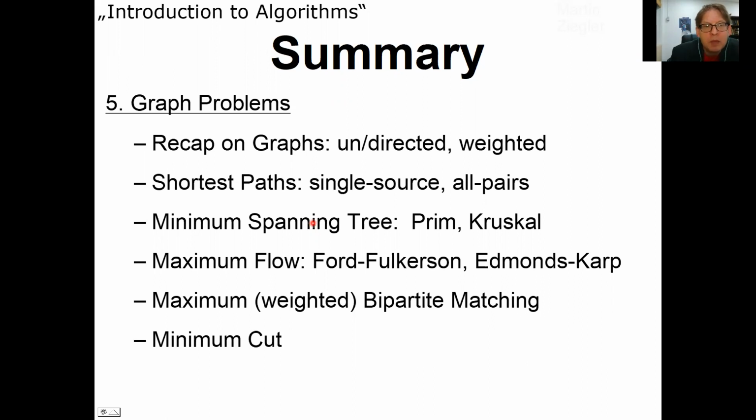And we discussed the minimum cut problem, that was the last slide we've just seen, which again can be solved using Edmonds-Karp according to the max flow minimum cut theorem, a purely mathematical theorem. So that's all for today. And in the next lecture we'll start talking about string problems and string algorithms.